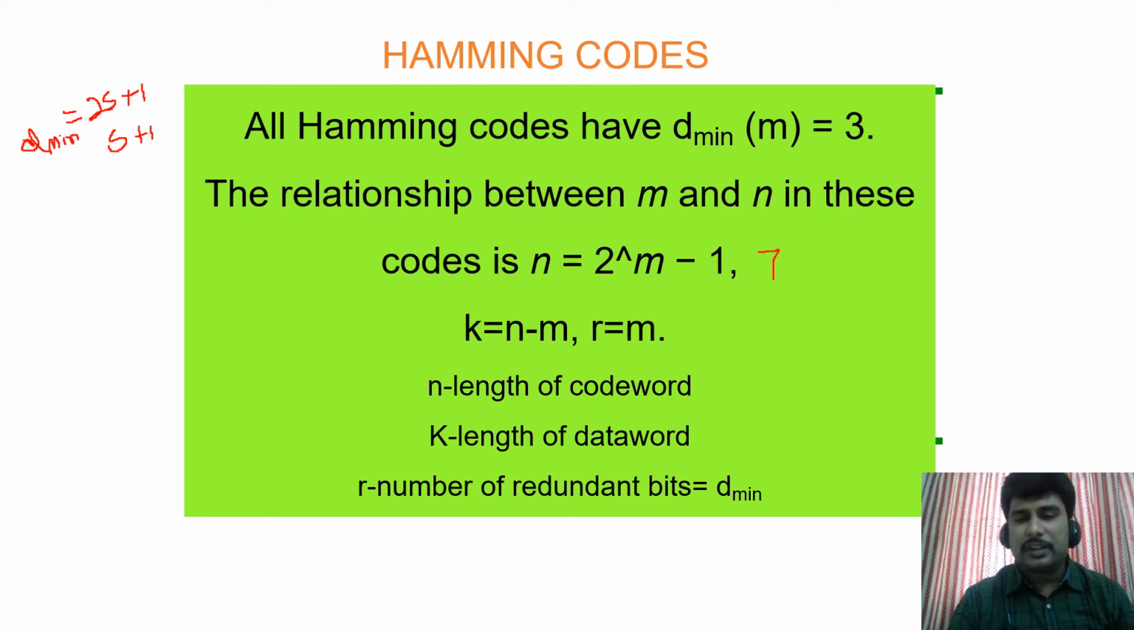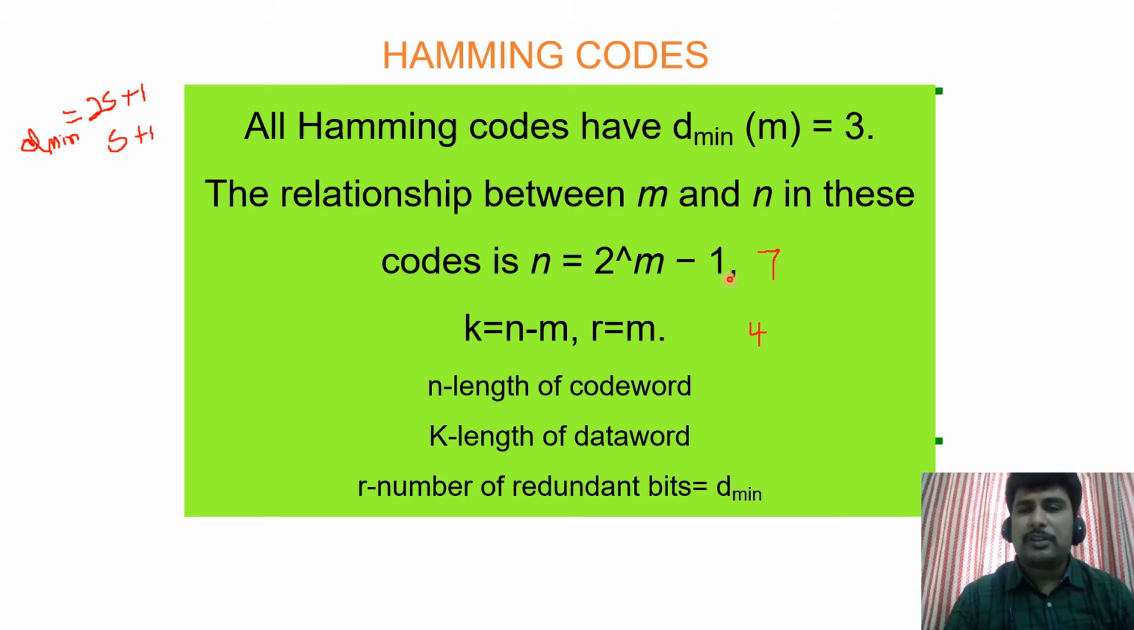So n equal to 7, k equal to 4, and the number of redundant bits r is equal to m, which is equal to 3. I hope we know all three values which we are going to use in our calculations. So Hamming code with a minimum Hamming distance of 3 is able to correct one error and can detect up to 2 errors. The length of code word for m equal to 3 is 7 and the length of data word is k equal to 4. Right? Okay.